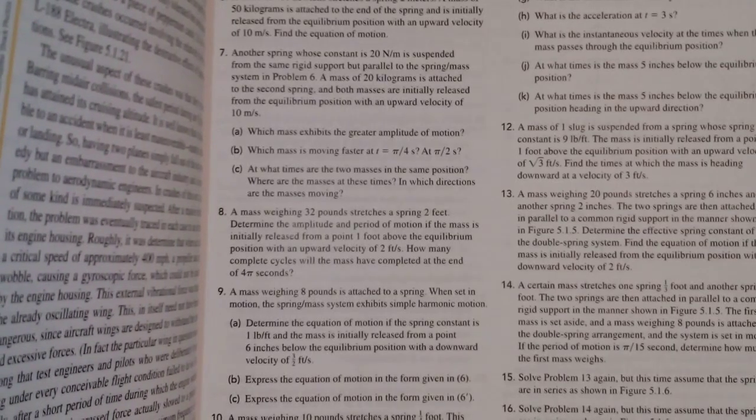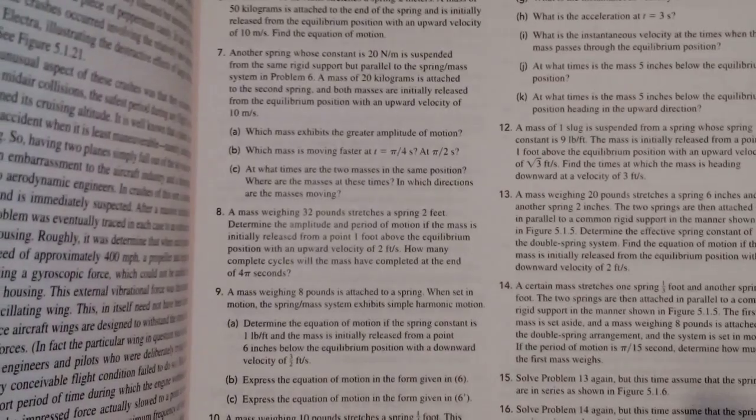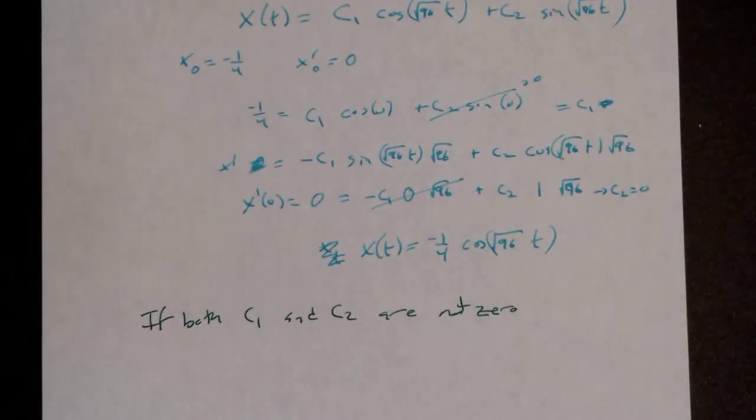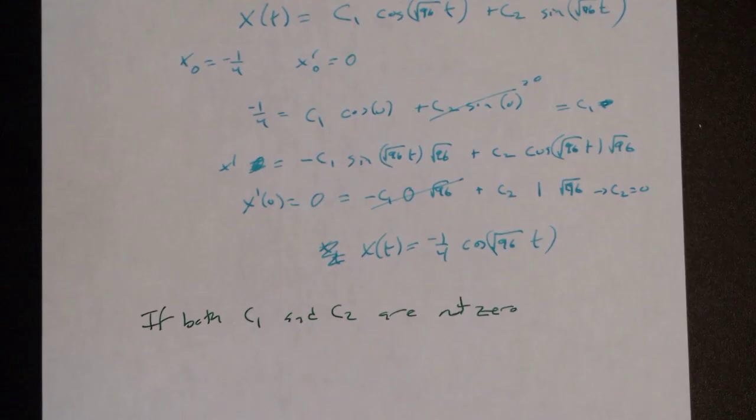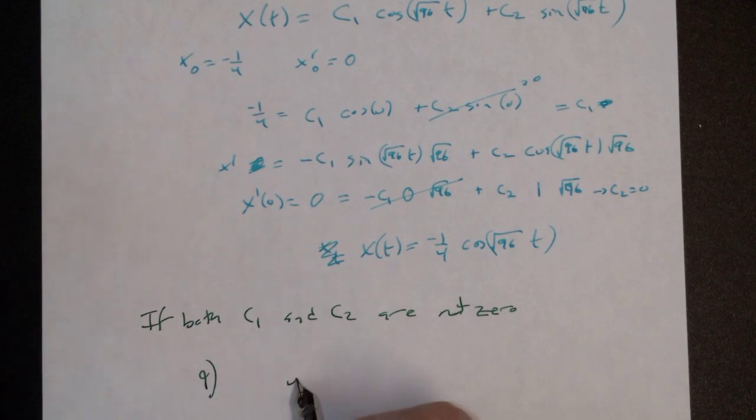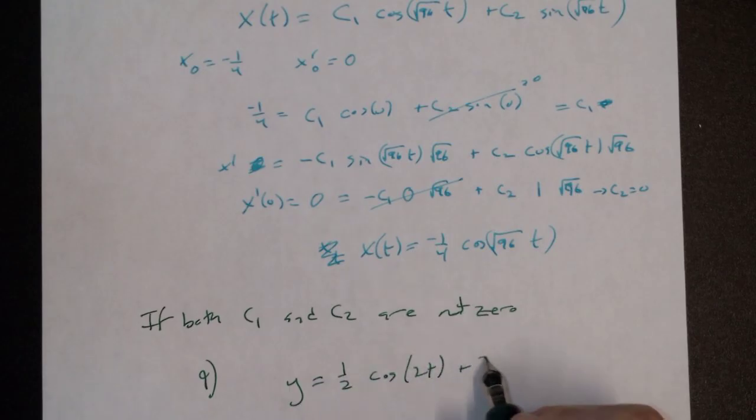Well, that means that x of 0 is 1/2 because we're a foot down. And x prime of 0 is 3/2 because we start by pushing downward. When I work through this, I will get y equals 1/2 cosine 2t plus 3/4 sine 2t.